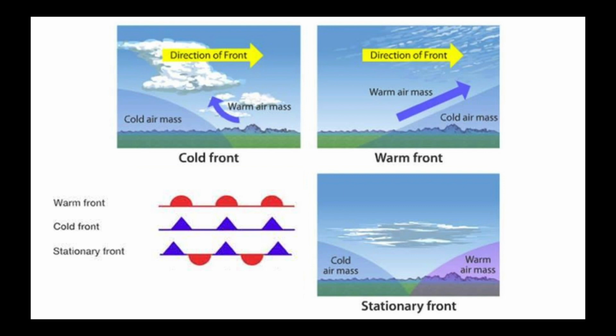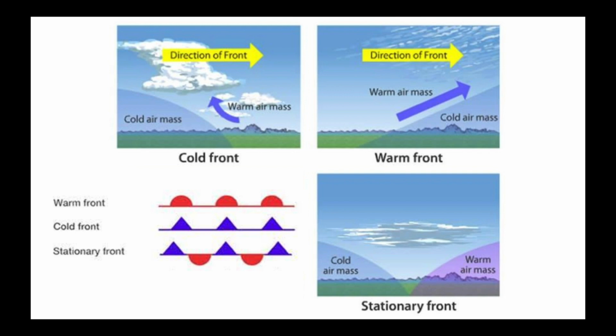A warm front happens when warm air advances onto cold air. Because warm air is less dense and warm air rises, the warm air mass will slide above the cold air mass. Finally, in a stationary front, a cold air mass and a warm air mass meet, but neither air mass advances or passes over the other.